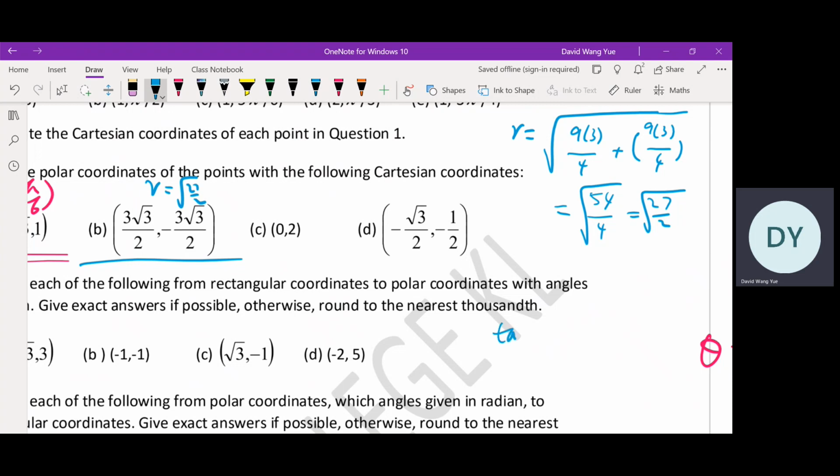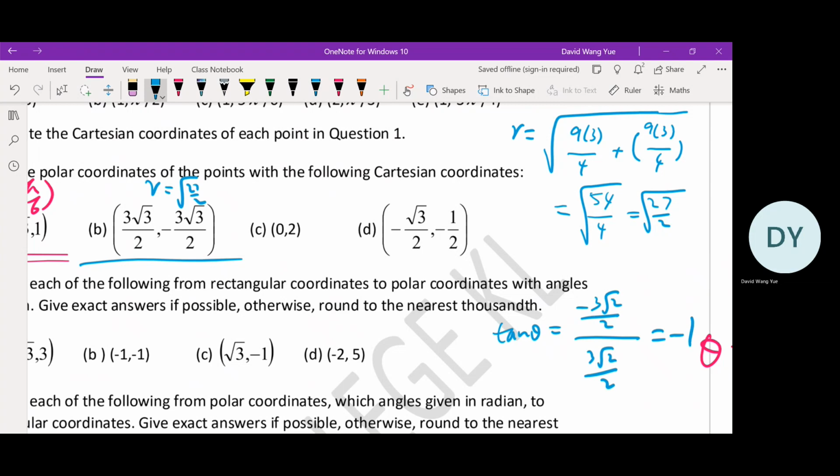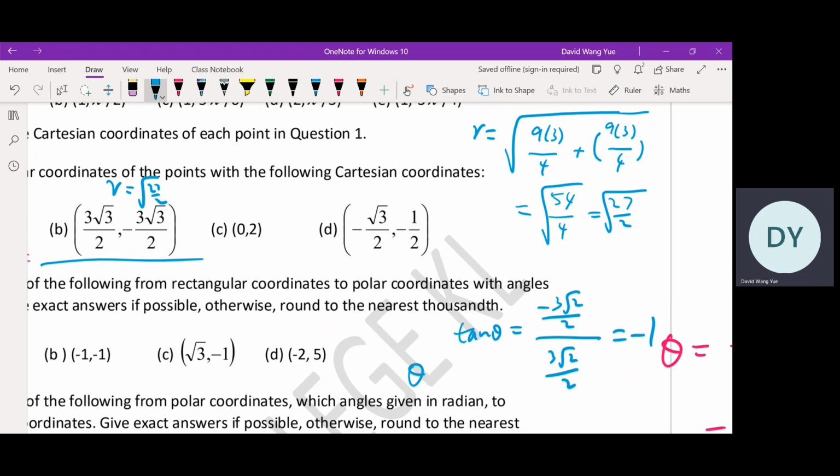Now let's look at tangent theta. Tangent theta tends to be -1. Now this one, be careful. If you use your calculator, you will get theta is -45 degrees. And then just double check. X is positive, Y is negative. It must be in the fourth quadrant. That's why theta is -45 degrees. That is right.